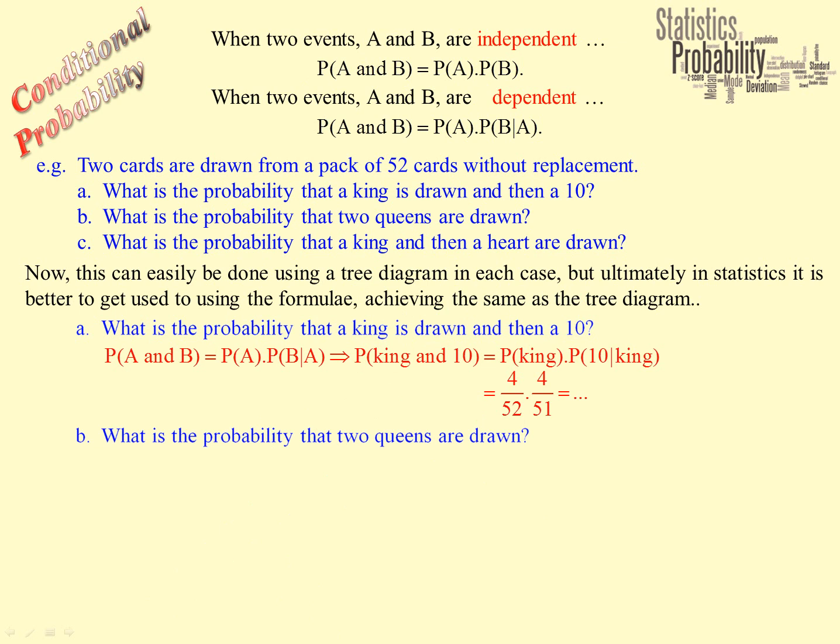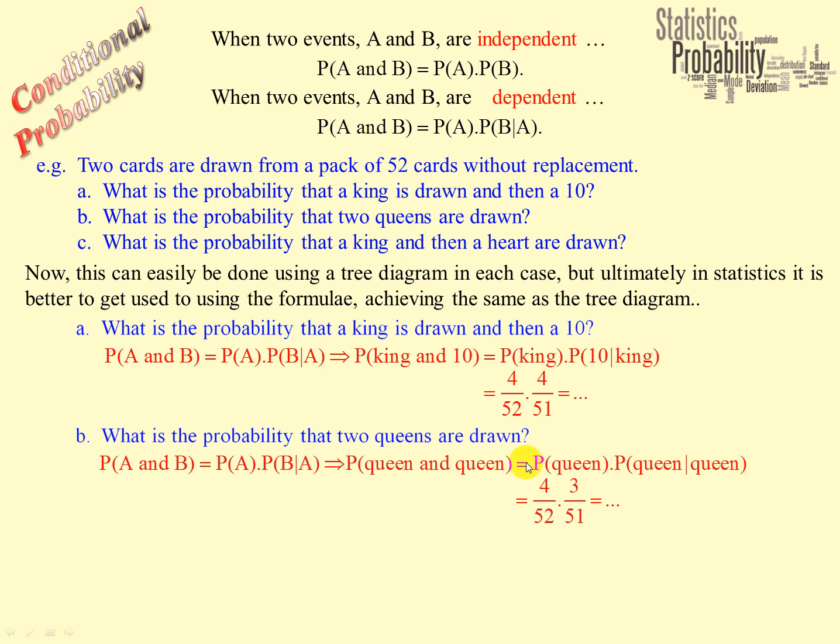Probability that 2 queens are drawn. So probability of queen times probability of queen given queen. Now notice here there are 4 queens and 52 cards, but now that we've chosen the queen, there are only 3 left, and there are 51 cards left.